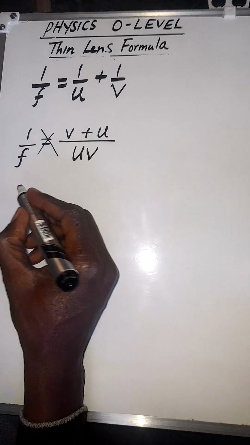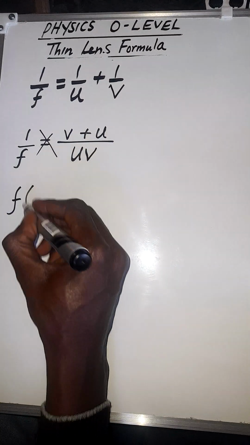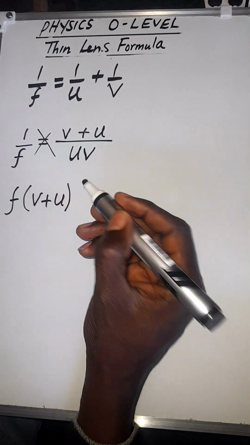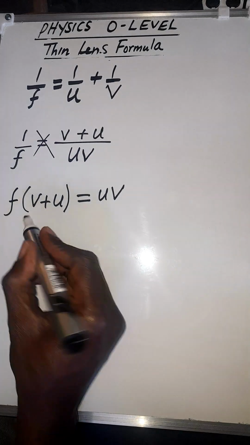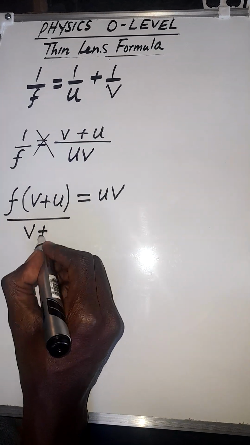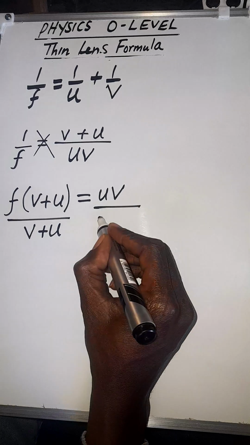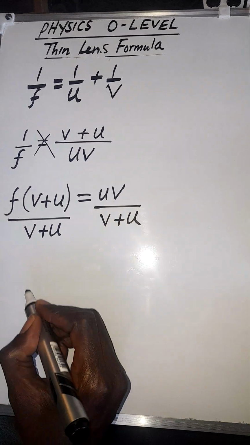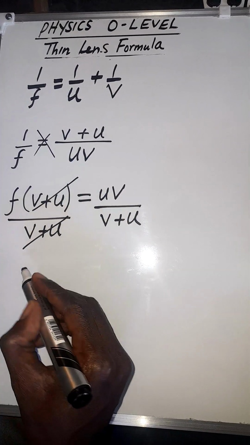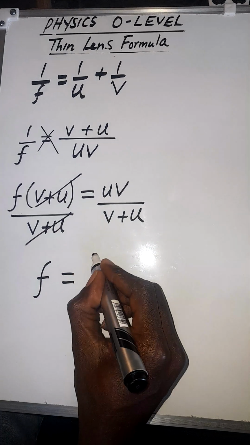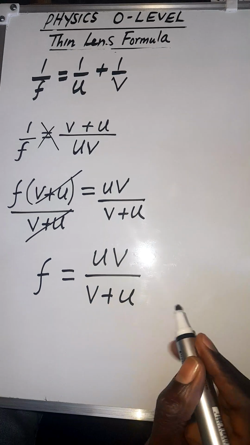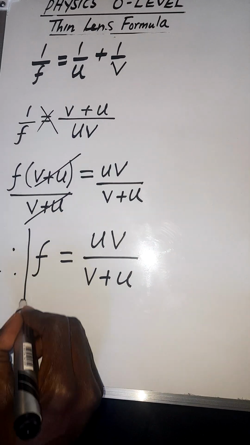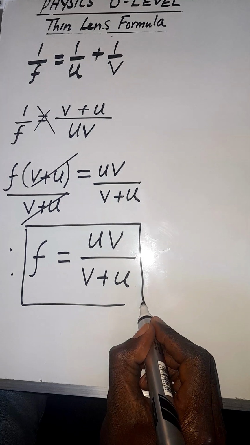Then from here, we can now cross multiply. So when I cross multiply, it will be the focal length times v plus u, which is equal to 1 times uv, which will still give me uv. To find f, I can simply divide by v plus u. What I do this side, I do the other side. Remember this and that will cancel. I remain with f is equal to uv divided by v plus u. So this is the formula that we can use to calculate the focal length.